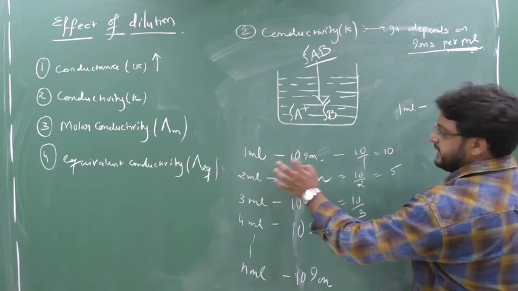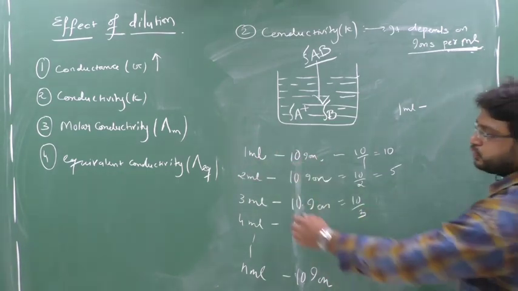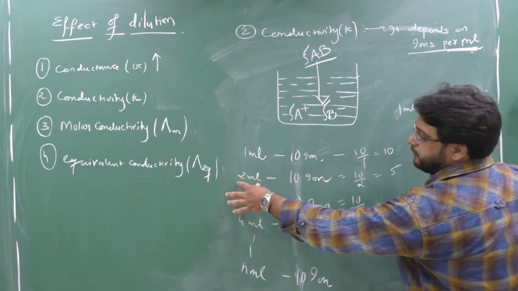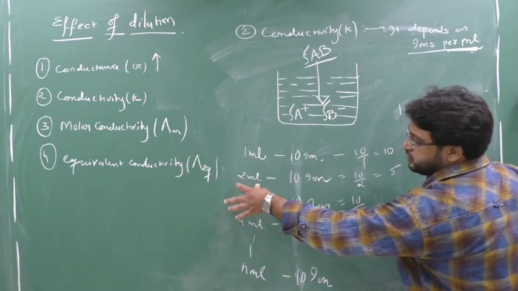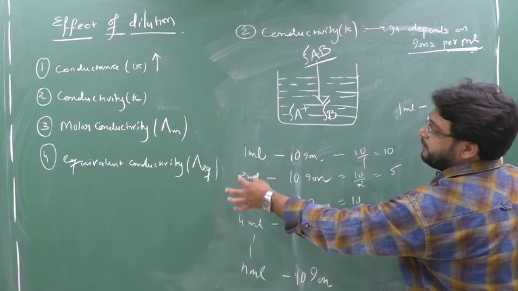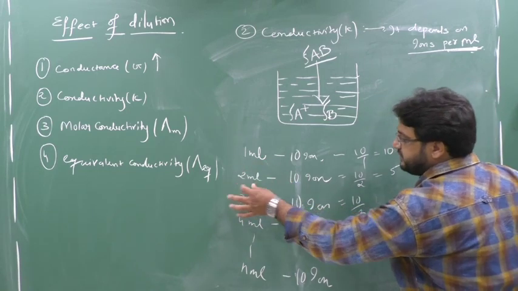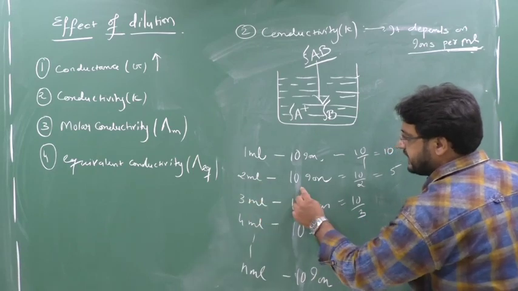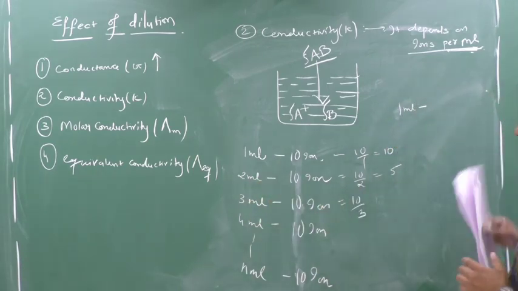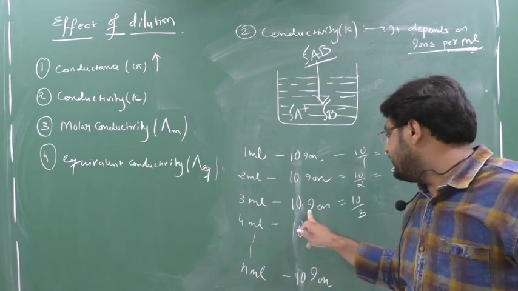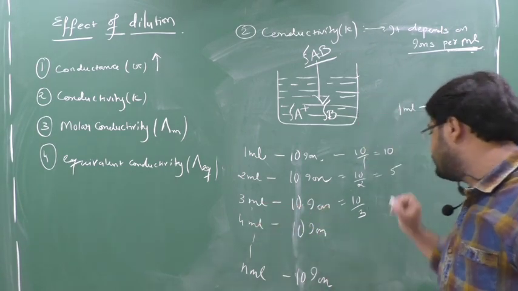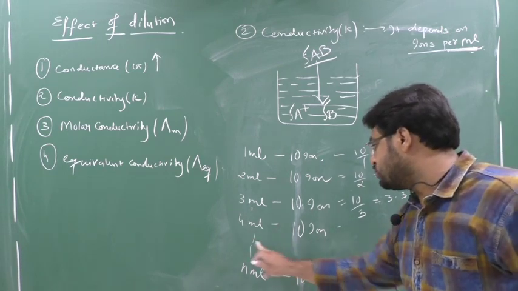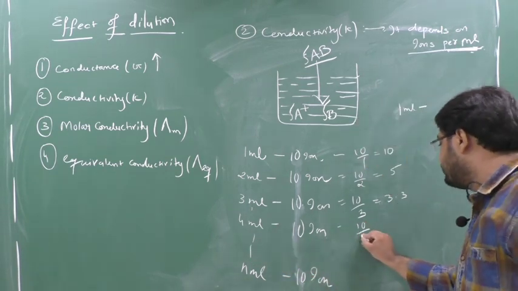See, 1 ml 10 ions. So 10 by 1. Now in 2 ml 10 ions, because ions remain the same. So when I am doing dilution, means I am adding the water, so I have increased the volume. So from 1 ml I have made it 2 ml. So when 2 ml 10 ions, in 1 ml how many ions? 10 by 2 means 5. When 3 ml 10 ions, again 1 ml how many? 10 by 3, say 3.33. Again 4 ml 10 ions, so again 1 ml how much? 10 by 4. Yes or no?